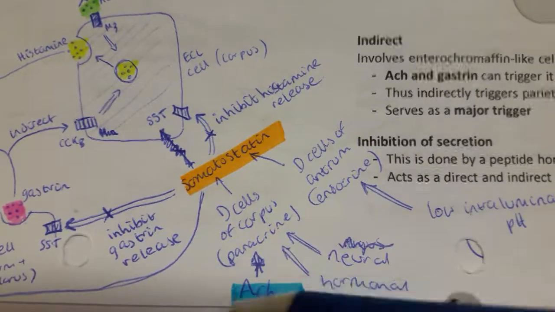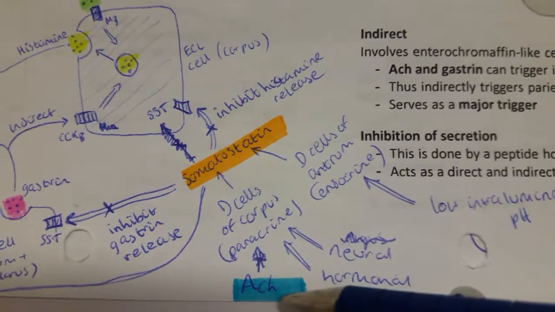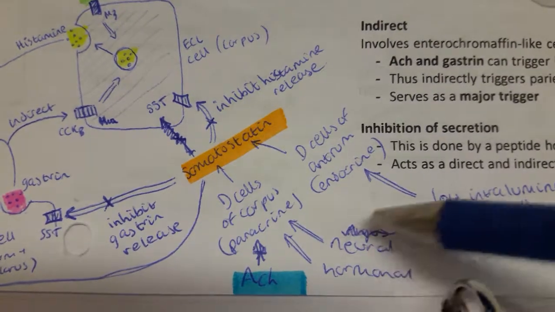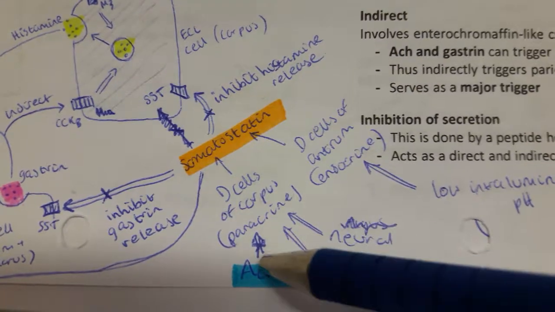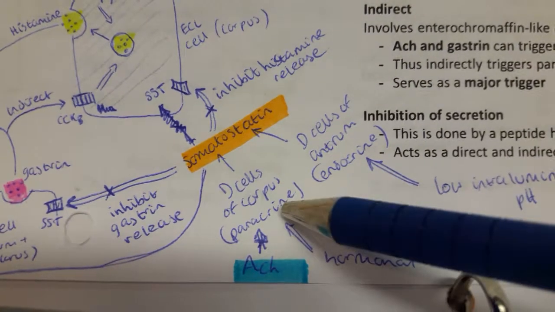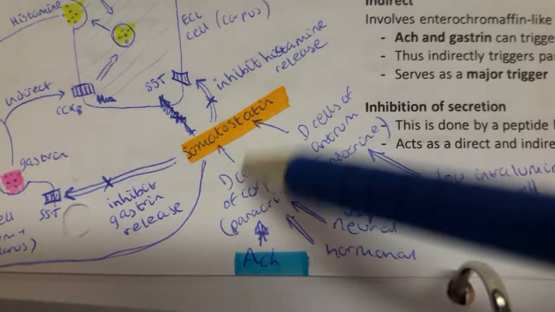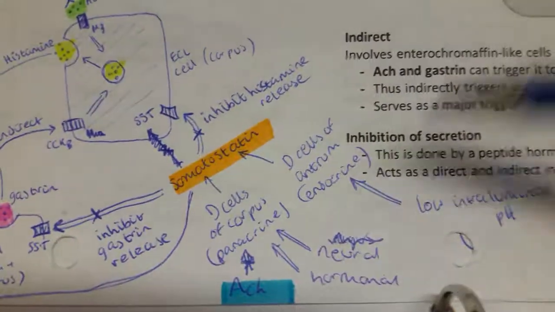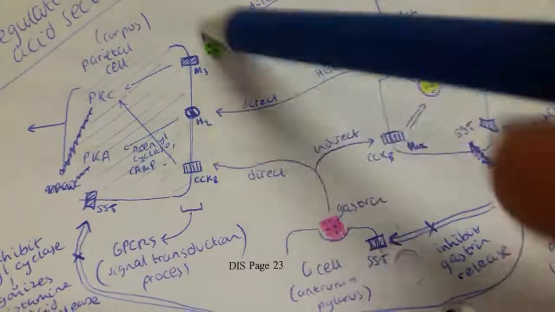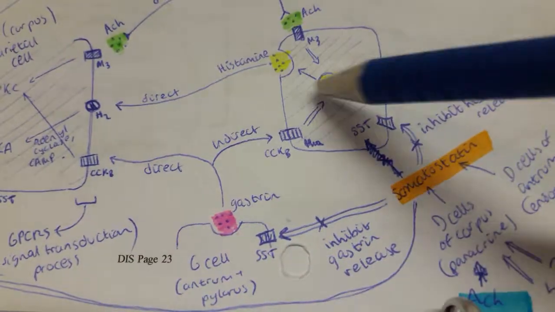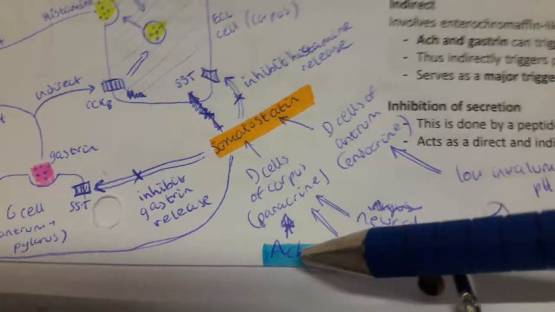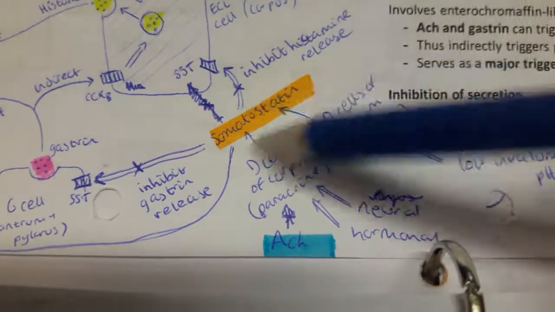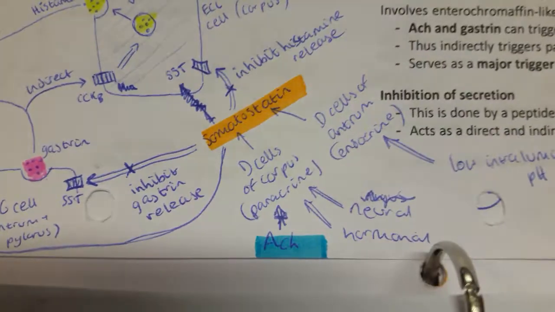The D cells of the corpus are stimulated by neural and hormonal stimulation. Oh, sorry, acetylcholine inhibits, you can see with the cross here, acetylcholine inhibits the corpus D cells from producing somatostatin. So essentially, what has acetylcholine done so far? Well, acetylcholine has stimulated acid release directly, it's stimulated acid release indirectly, and it's also stimulated acid release very indirectly by inhibiting the D cells of the corpus from producing somatostatin, which inhibits histamine-mediated acid release.